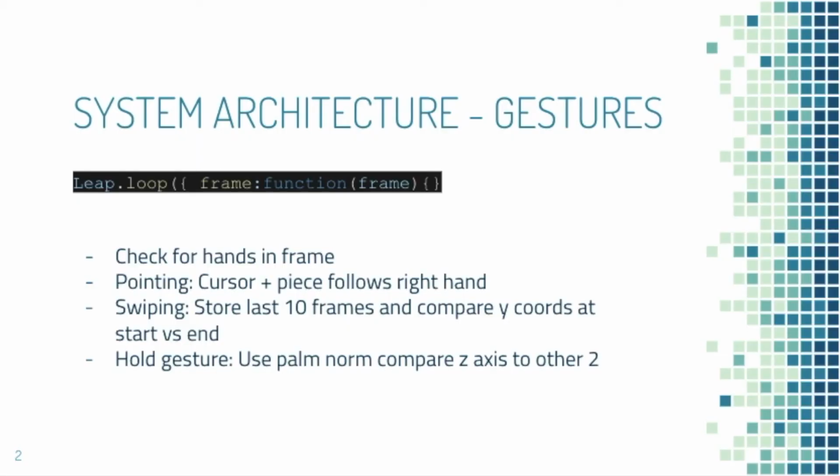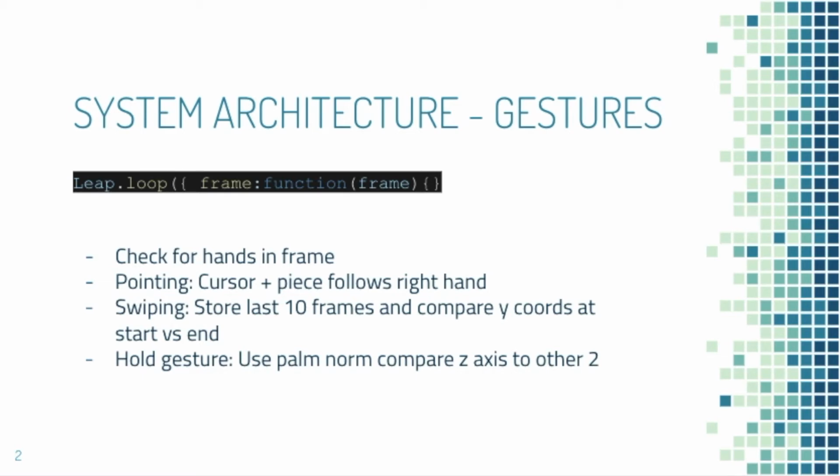I'm just going to talk about the gesture and speech recognition. For the gestures, I use this Leap.loop, which was the same as in Mini Project 3, but this time I'm using it based on the frame because I want for every single frame to check for both hands, because we're using both your left and right hand. The way that pointing works is very similar to Mini Project 3. If your right hand is detected, the cursor follows where you're pointing on the screen, and then the piece will follow along.